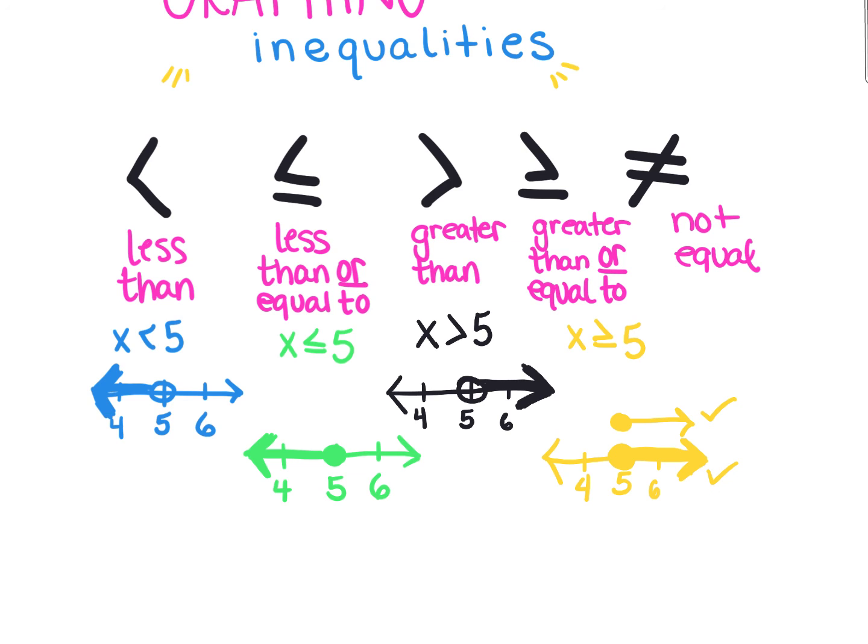Last but not least, when we have not equal to, x is not equal to 5. On a graph, we have 5. We have an open circle because it's not equal to 5, but it can be equal to anything else, so we're going to shade both sides.